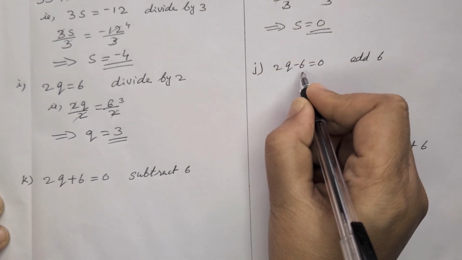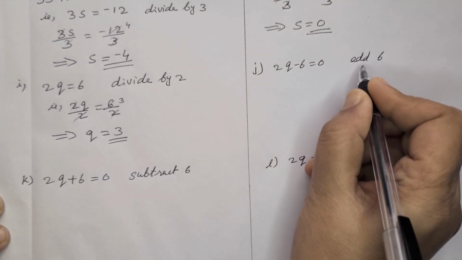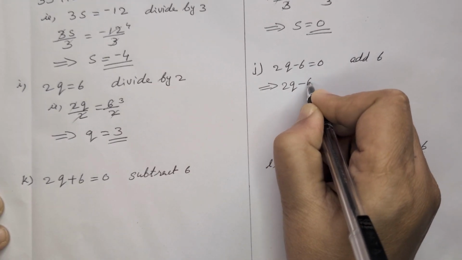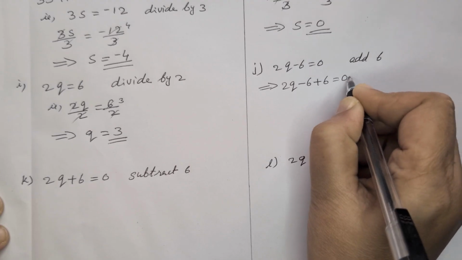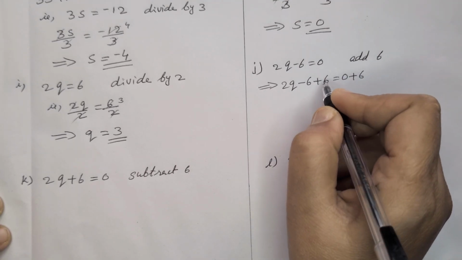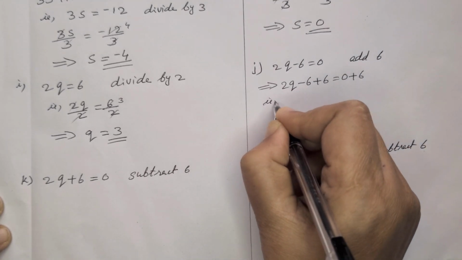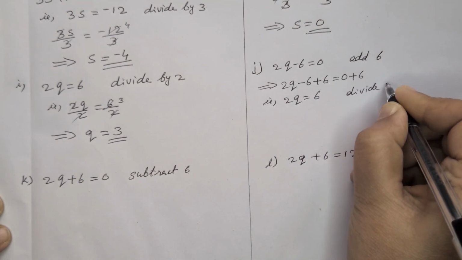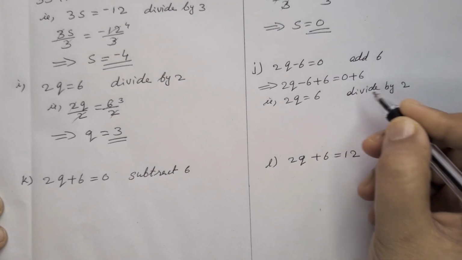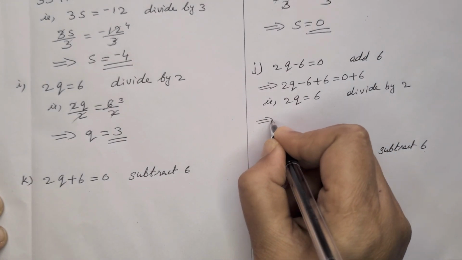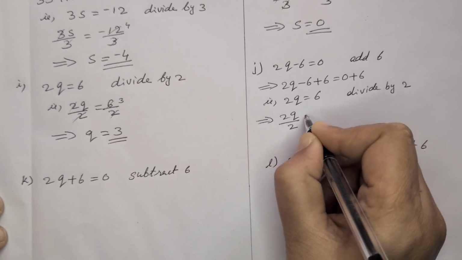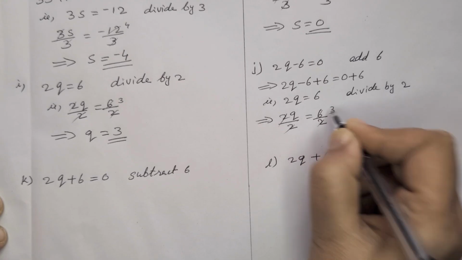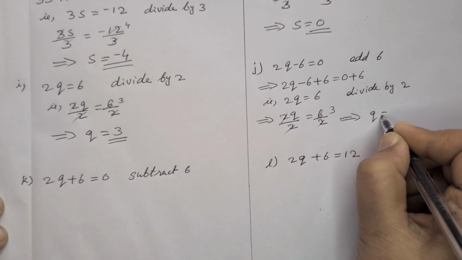The next one, 2Q minus 6 is equal to 0. We have to add 6 on both sides, which implies 2Q minus 6 plus 6 is equal to 0 plus 6. Minus 6 and 6 will cancel. That is 2Q is equal to 6. Then divide by 2 both sides. That is 2Q by 2 is equal to 6 by 2. Here 2 will cancel, here 3, which implies Q is equal to 3.